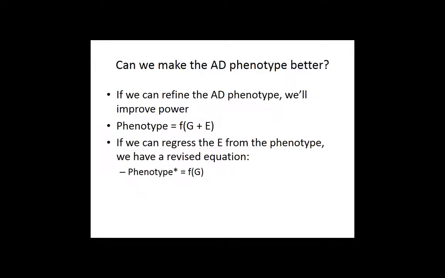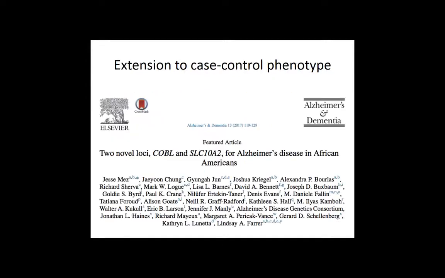So, can we make the Alzheimer's disease phenotype better? If we can refine it, then we can improve our power. So our phenotype, and you've seen something that looked like this before today, where there's a genetic component, there's an environmental component. If we can control for some of that environmental component, if we can regress that E out in any way, we'll have a revised equation where our phenotype with a star, our new phenotype, is a function only of the genetic factor. So anything we can do to limit the E thing makes our G thing shine through. And if you can make your G things shine through, you're in good shape.